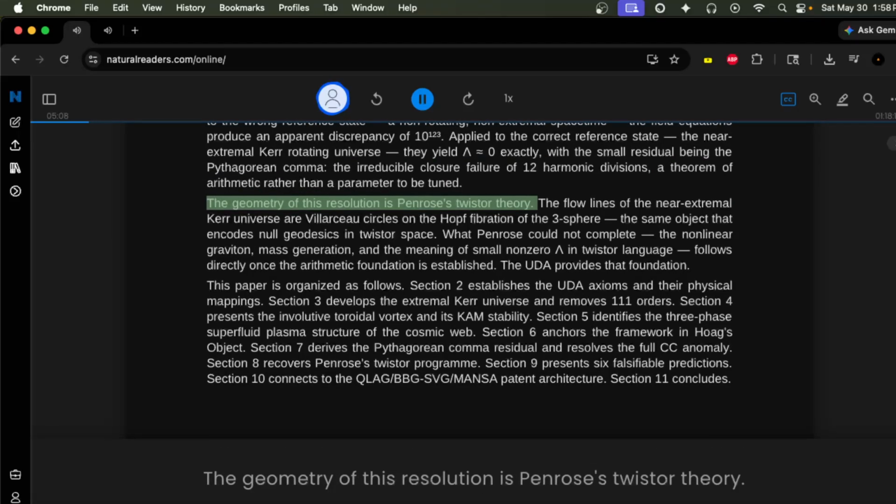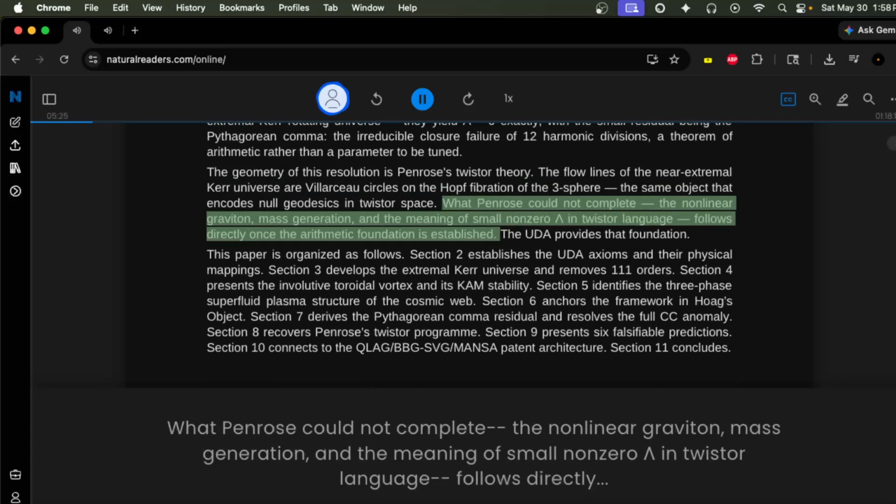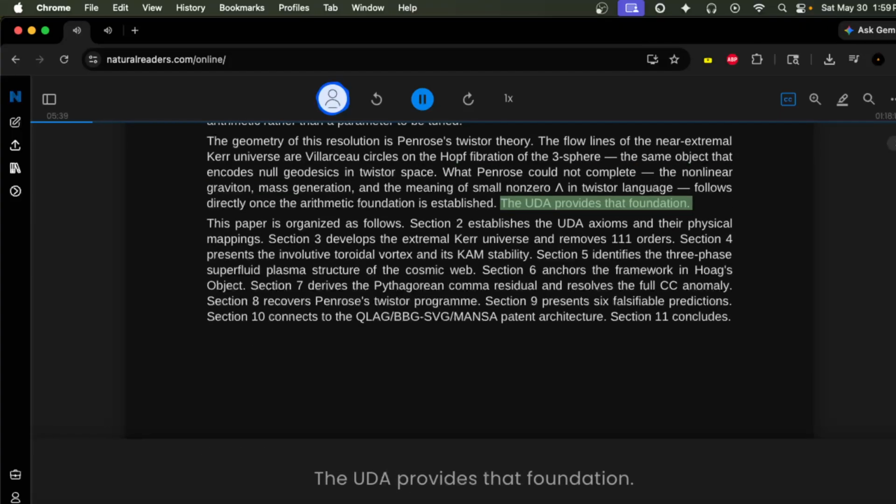The geometry of this resolution is Penrose's twistor theory. The flowlines of the near-extremal Kerr universe are Villarceau circles on the Hopf fibration of the 3-sphere, the same object that encodes null geodesics in twistor space. What Penrose could not complete, the nonlinear graviton, mass generation, and the meaning of small non-zero lambda in twistor language, follows directly once the arithmetic foundation is established. The UDA provides that foundation.